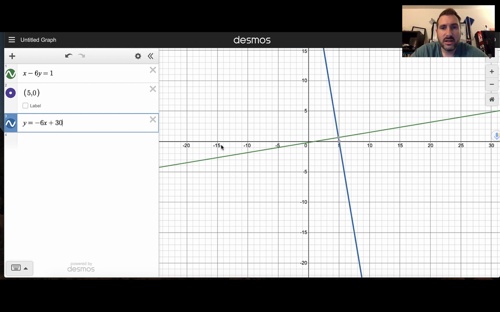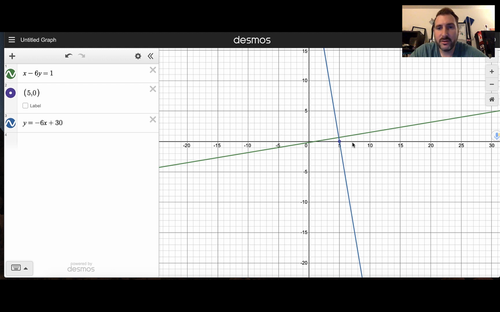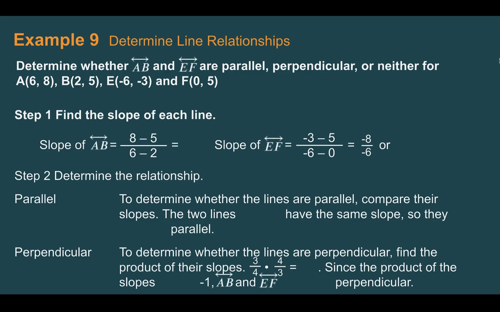Negative 6x plus 30. Is it perpendicular and did it go through the point? Well, it definitely went through the point. Is it perpendicular? Yes, I could fit a corner of a piece of paper in that graph. It's a 90-degree angle. So A is definitely my correct answer.